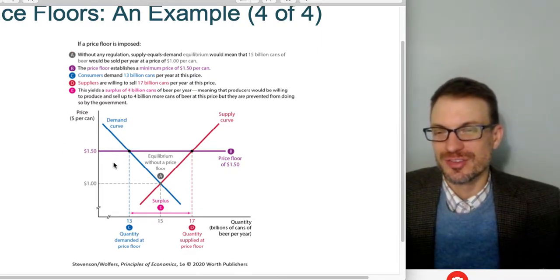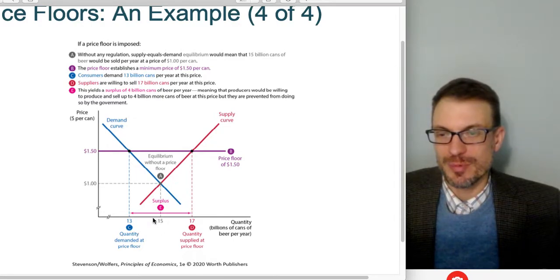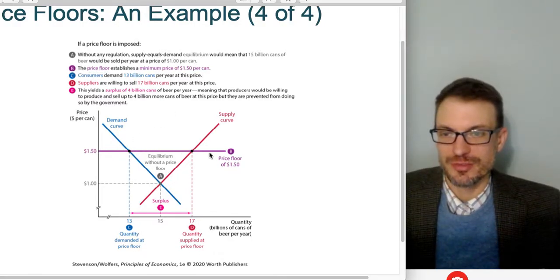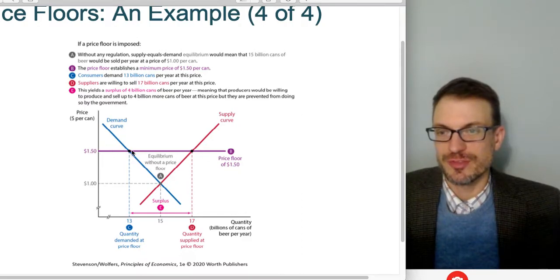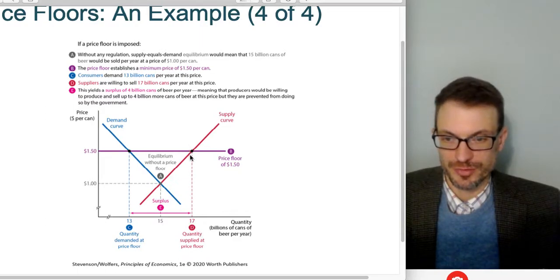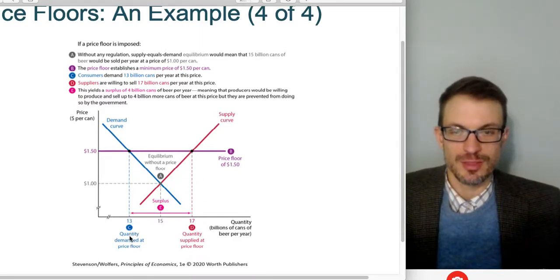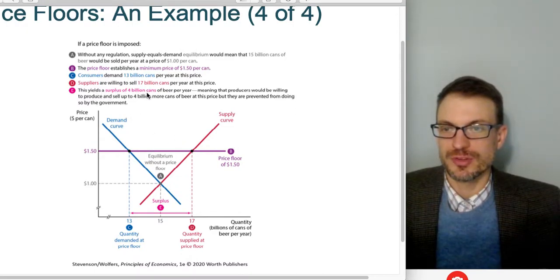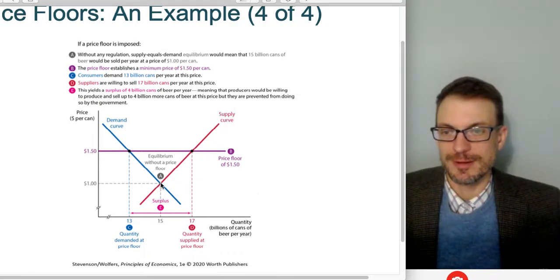So, all right, here's the market. The equilibrium quantity was 15. The equilibrium price was $1. They've imposed a minimum price of $1.50 on this market. At this price of $1.50, the quantity demanded is only 13. The quantity supplied is going to be 17. So we've got a surplus of 4 because the quantity supplied at the price floor price is bigger than the quantity demanded at the price floor price, right? So the surplus of 4 billion cans means producers would be willing to produce and sell 4 billion more cans but are prevented from doing so by the government.